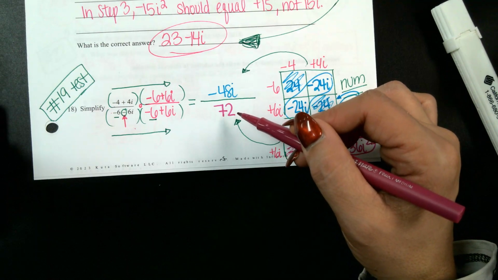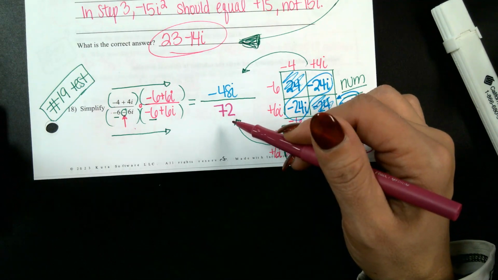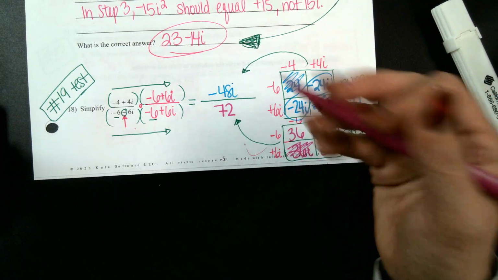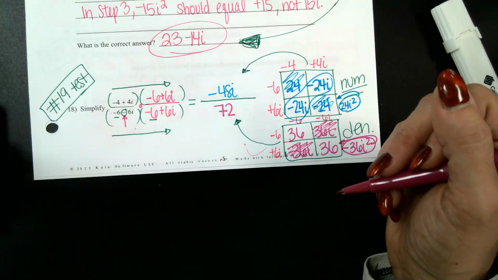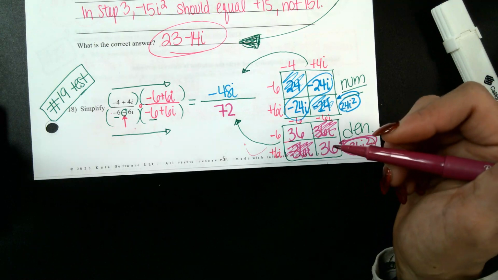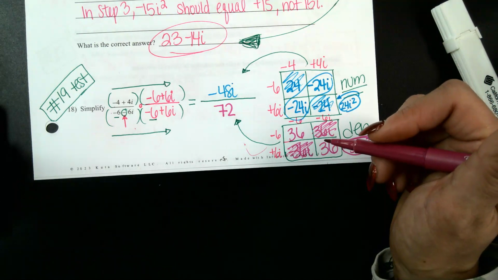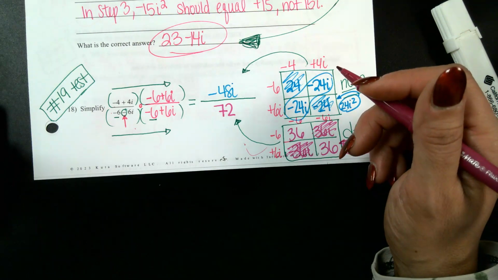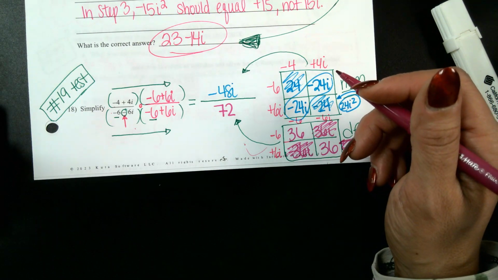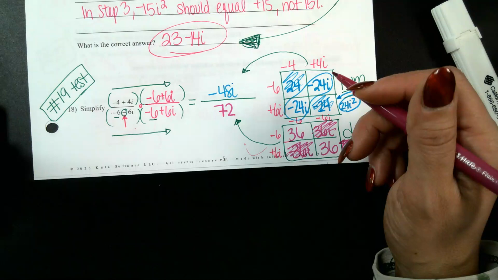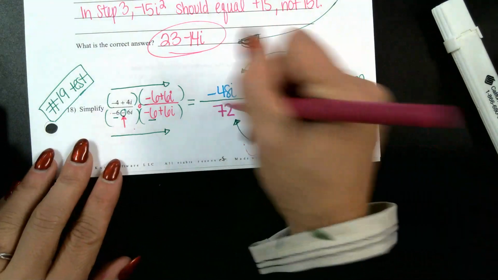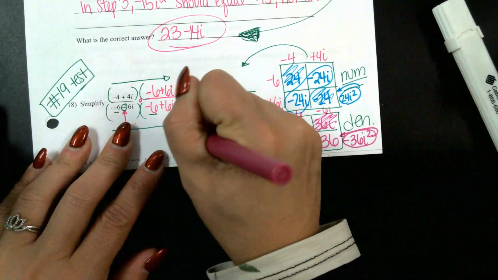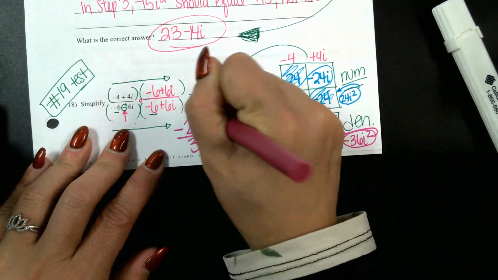Pick up your calculators. Type in 48, ABC, 72. It reduces it for you. Don't even put the negative sign there. Just put 48, hit the ABC button, and then 72. And it says 2/3, right? So I know it's going to be negative, so I'd put -2i over 3.